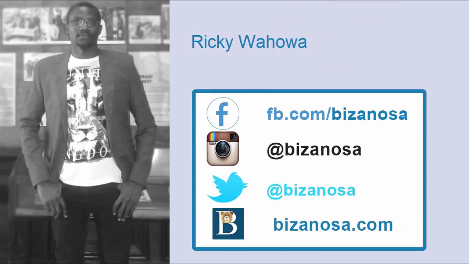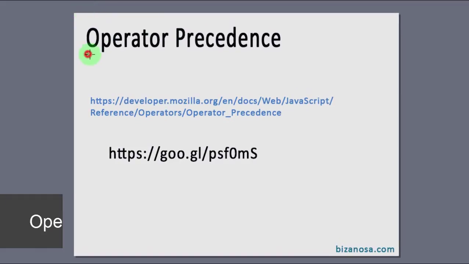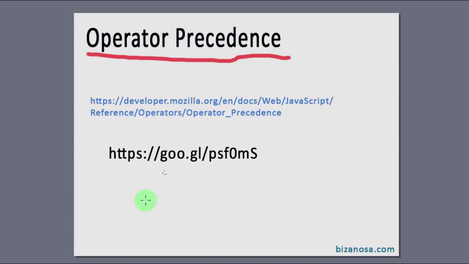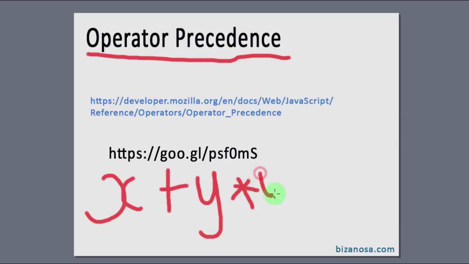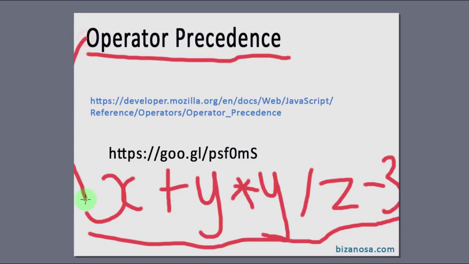Hey, and welcome back. Now let's finish this section on operators by looking at operator precedence. Operator precedence basically defines what comes first, what comes next, what comes last. So let me just do a simple example here: X plus Y times Y, or maybe divide by Z minus 3. Now if you're given something like this, what's going to come first? This is basically what operator precedence is all about.